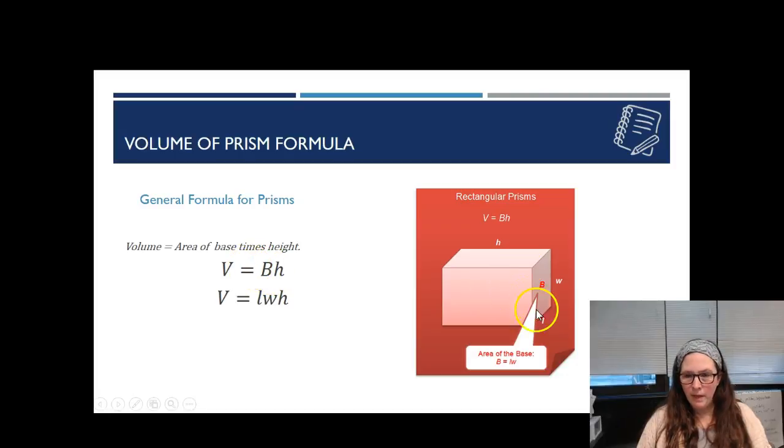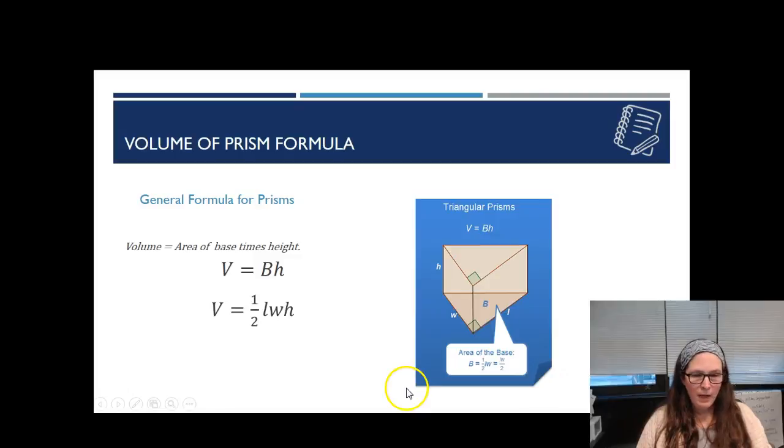In this specific case, which is a rectangular prism, to find the area of that base, we multiply the length times the width. That means in order to find the volume for this prism, we would need to multiply the length times the width times the height. And that would give us the volume.